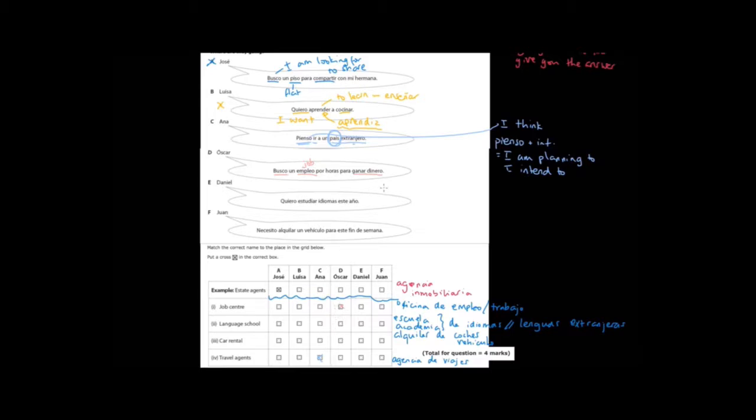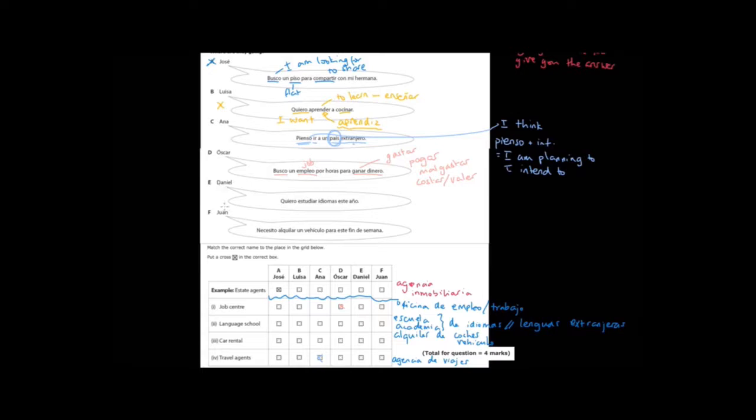Related to ganar dinero, remember we've got the opposite of ganar, which would be gastar dinero, to spend, and also other words related to money like pagar, to pay, or malgastar, to waste, or costar, or valer, which is to cost, to have a price.